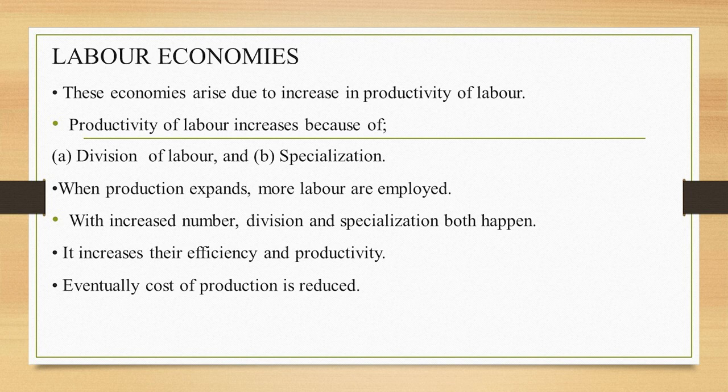Then if you take the example of labor economies, then the labor also gets specialized. If the production is carried out at a bigger level, you can get the facilities of expert labor, people who have specialized in their functions. Now this kind of advantage tells us about the labor economies. Now these economies again add up to the productivity of the labor. The labor starts producing more, and why does it happen? It happens because of division of labor and specialization.